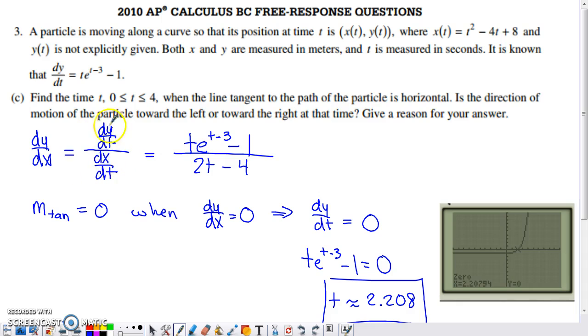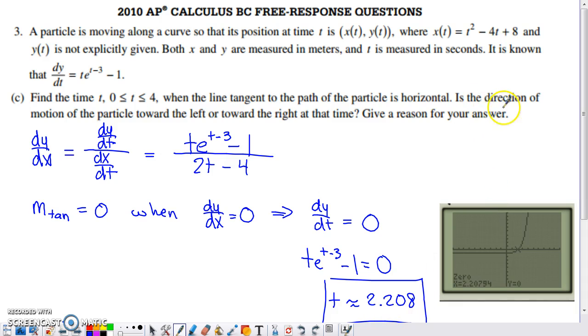And this fraction can only take on a value of 0 when the numerator is 0 and the denominator is not 0. And so if we set this numerator equal to 0, the calculator's in play, so I used my function mode graph screen to graph this, and I found when that graph was equal to 0. That graph was equal to 0 at 2.208, and that's going to be the time when the object has a horizontal tangent line against its path.